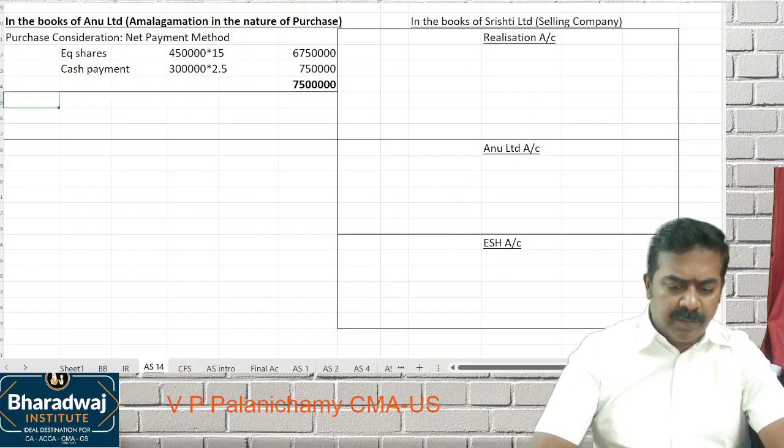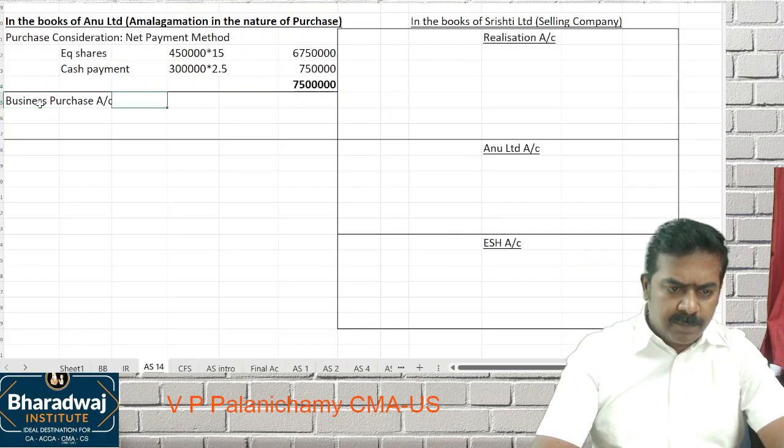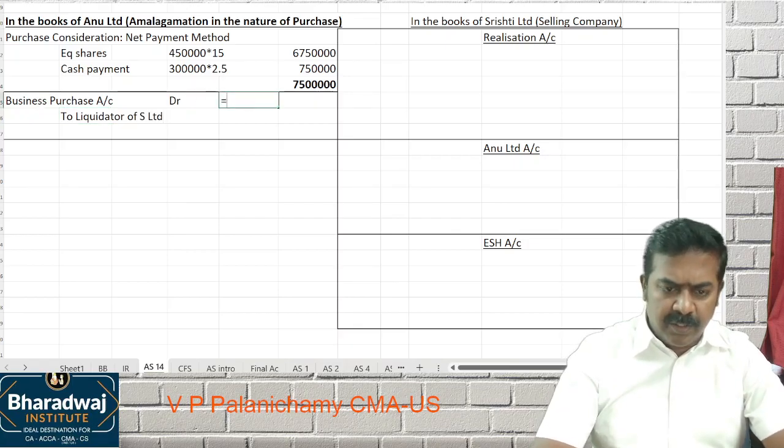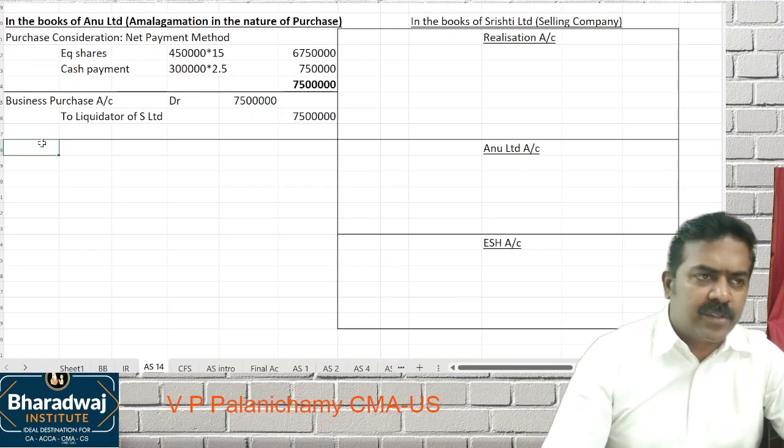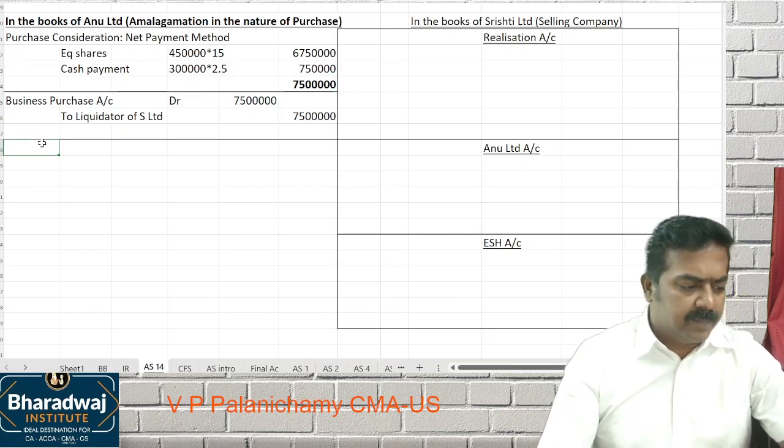What is the journal entry you will pass? Business purchase account debit to liquidator of Srishti Limited. Pass the entry along with me, don't wait. 7.75 lakhs. In the exam, you have to give narration. Unless otherwise they say no narration required, you must pass which one? With narration only.